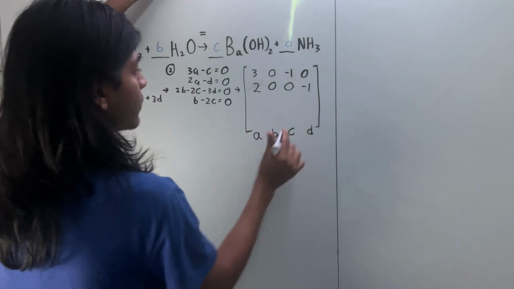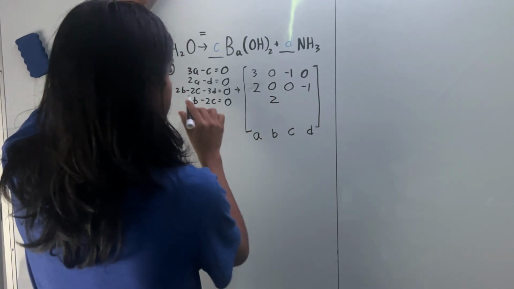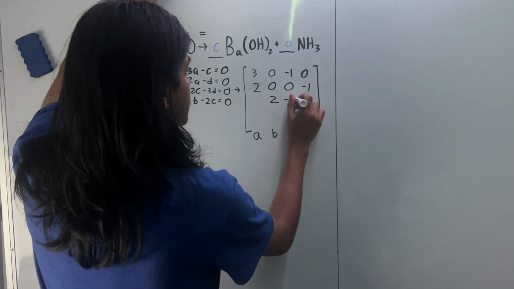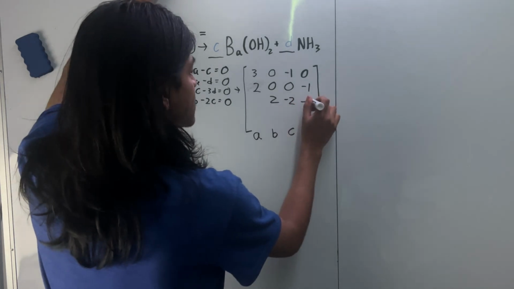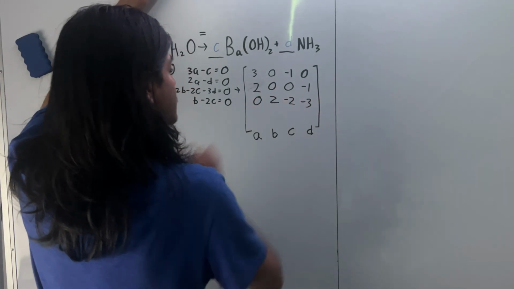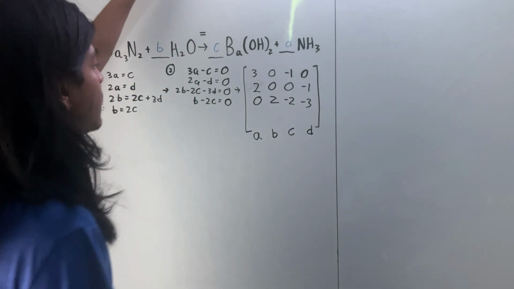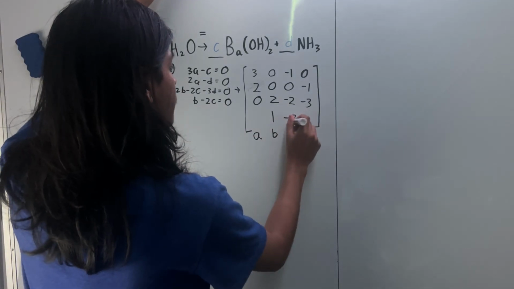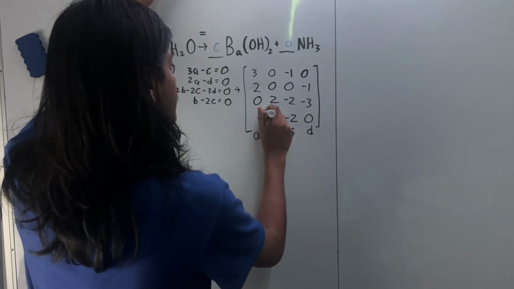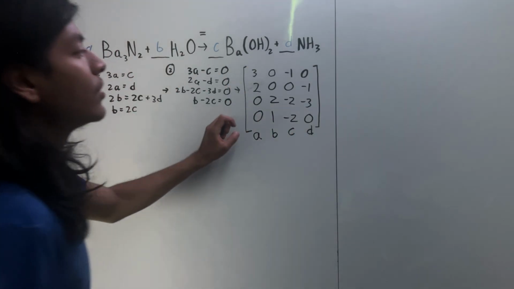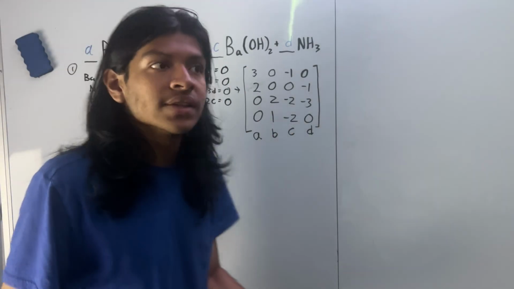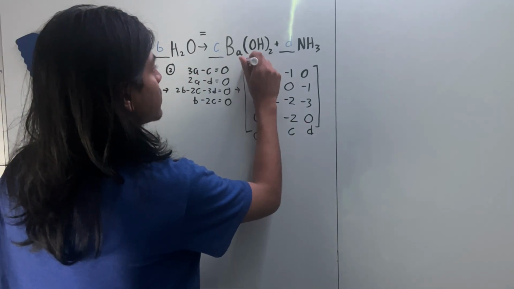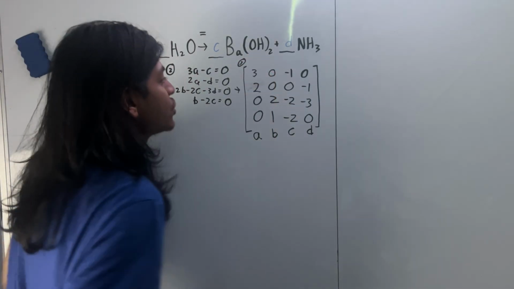For this one, looks like we have 2B, then we have -2C, then we have -3D, and we have 0 A's. And now, same thing for the last one, we have 1, -2, 0, 0. So here is the matrix that we want. So this is our step 3, pretty much.